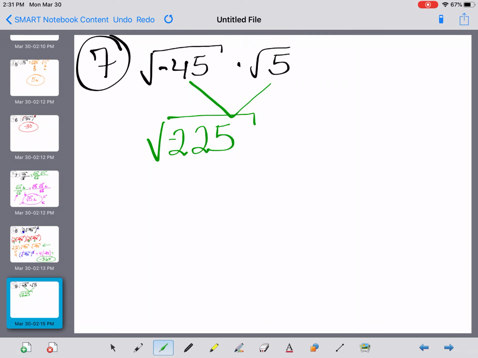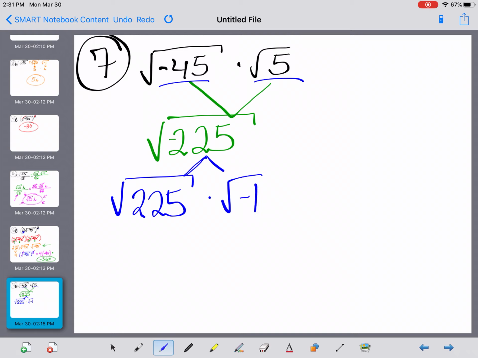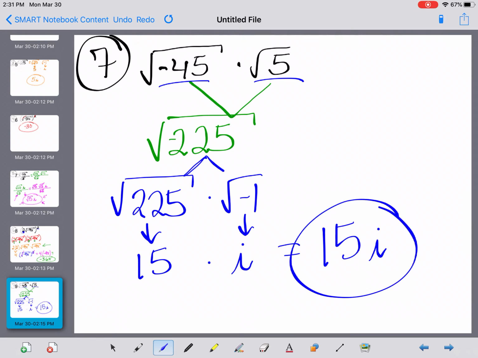So what I'm going to do at this point is split it up a little differently. Before, they had it as negative 45 and 5. I'm going to split it up as the square root of 225, which has a square root of 15, and negative 1, which we know is just i. So then we get our answer of 15i. And that's how you will write values in terms of i.